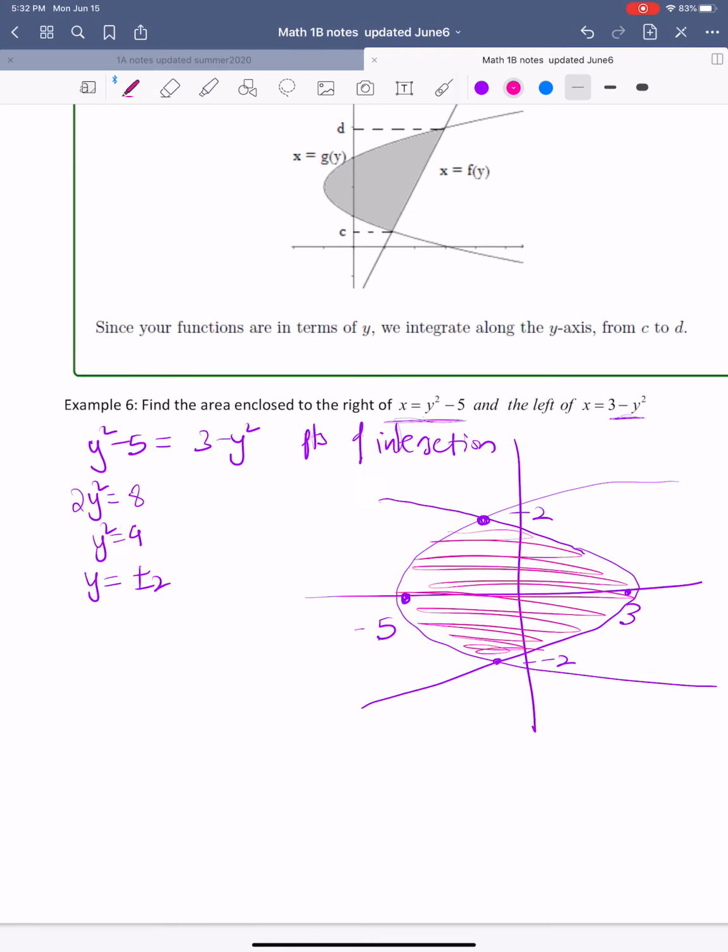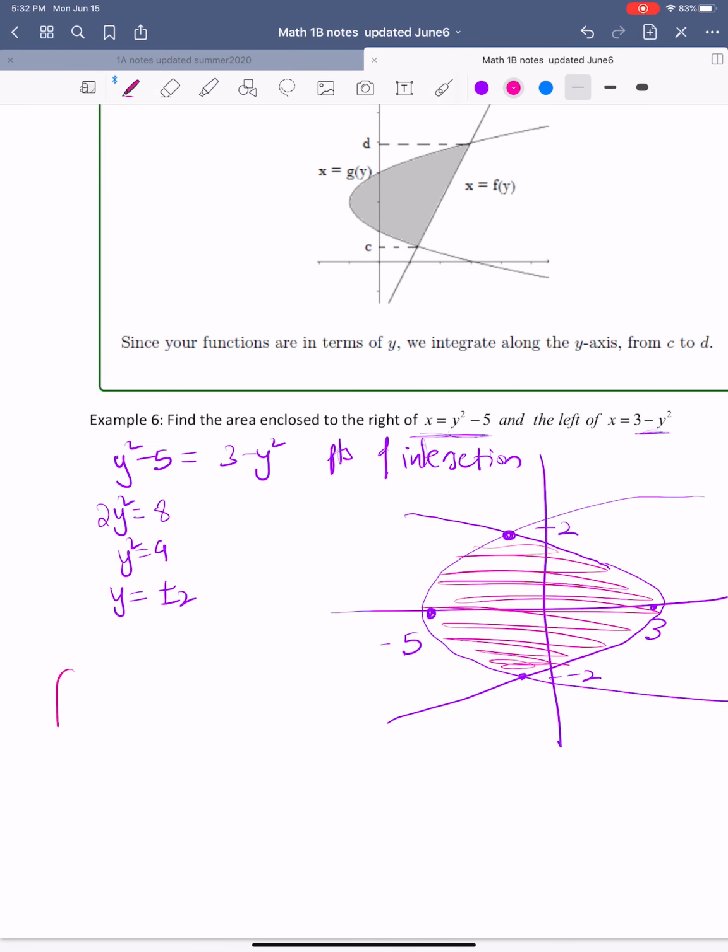All right, let's go ahead and set up our integral. We want the right curve minus the left curve, and the bounds would be the y values now. This is a positive 2, and this one is a negative 2, so the bounds would be negative 2 to 2. Which one was the right function? It's very helpful if you write with the curve. This is 3 minus y squared, and this one is y squared minus 5. The right function is 3 minus y squared, minus the left function y squared minus 5, dy.